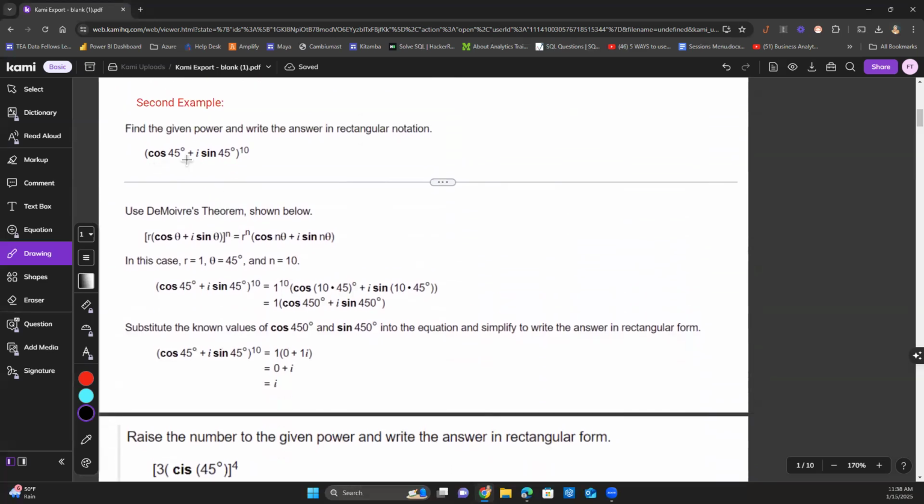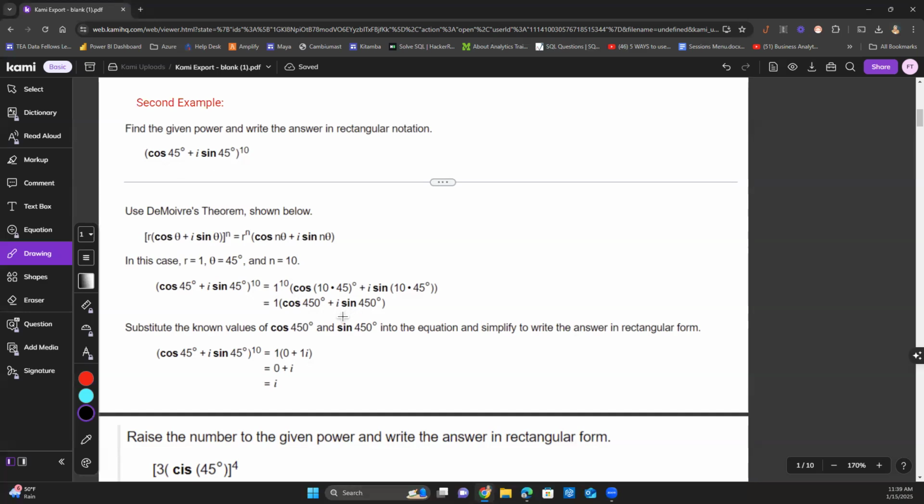The difference is we're raising it to the 10th power this time. So the question we have is cosine 45 plus i sine 45. Since r is missing, we will default it to 1. When there is no number here, we're going to assume that r is 1. So we will have to raise 1 to the 10th power, and then the original angle 45 has to be multiplied by 10. So 1 to the 10th power is still 1, and when you multiply 10 by 45, your new angle will be 450.